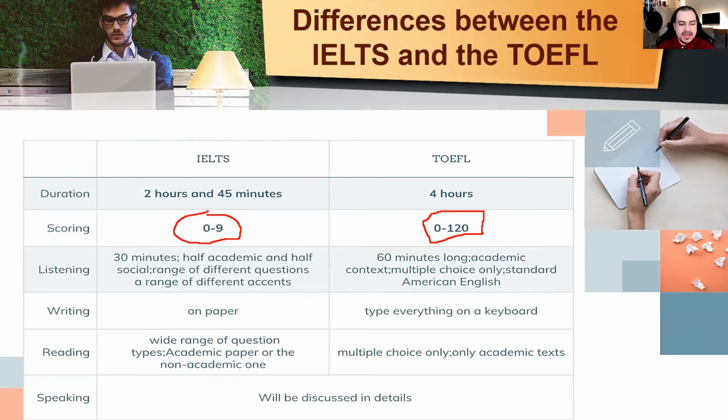And for the reading, there is a wide range of question types, academic and non-academic. Usually for the TOEFL, you have multiple choice only, and only academic texts. So yeah, in some cases, the TOEFL is easier. And for speaking, we're going to be talking about that a little bit further on.